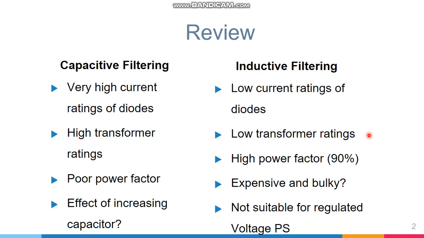The transformer rating was less, and we obtained a high power factor of 90%. But there were also some drawbacks associated with inductive filtering. That was the inductance value was very high, 22 Henry, which will be very difficult to wind, and if the current rating of that inductor is large, in that case the size of the inductor will increase very much. Also, it is expensive and bulky. And we discussed that this type of filtering is not suitable for regulated power supplies.